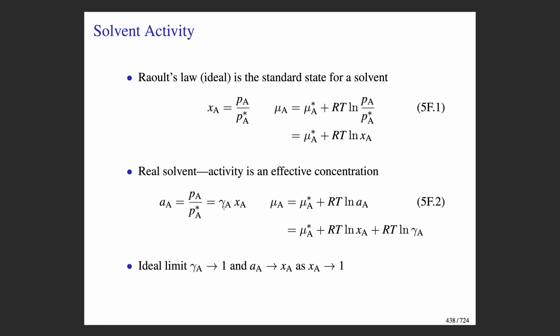You'll notice that if the activity coefficient were 1, then the activity would equal the mole fraction, which would be identical to Raoult's law. So we say that the ideal limit occurs when gamma goes to 1 and the activity goes to the mole fraction, and that will generally be true as the mole fraction of the solvent increases to 1. So as you get closer and closer to pure solvent, the solution will behave more and more ideally.